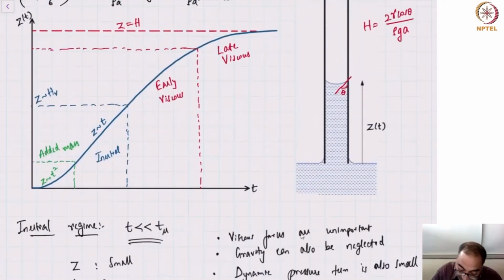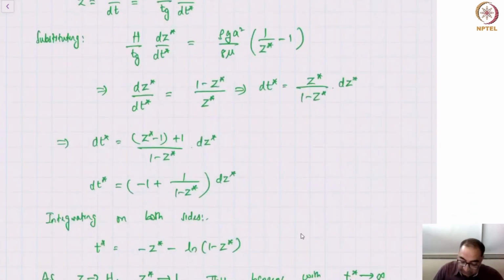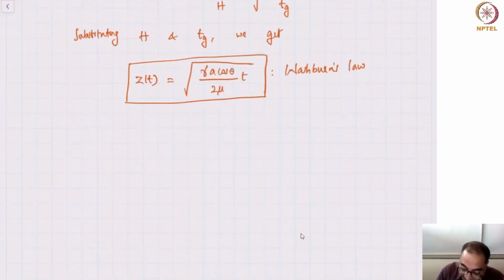And so let's go back and look at our thing. So here we have Z goes like root T. We had predicted in the last lecture that we should expect Z going like T power alpha, where alpha is less than 1. And now we find that the value of alpha is half. So it's a slower growth than Z goes like T. Okay. And so now let's look at the final regime, which is the late viscous regime.